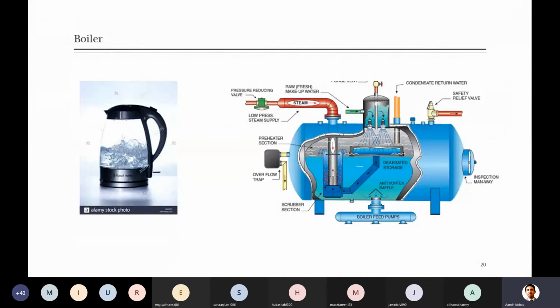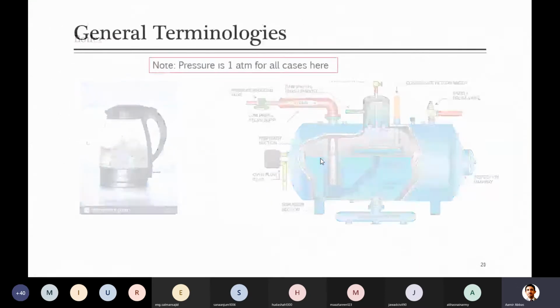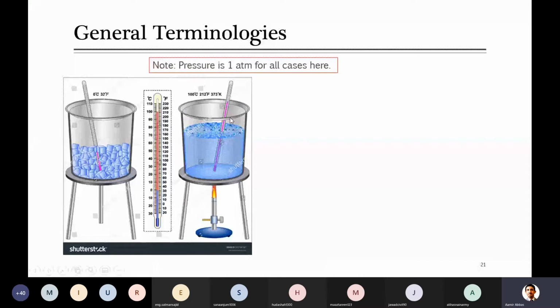In this, we provide heat with the help of electricity. By the way, don't get confused about the many terminologies or names in this diagram. This is just to give you the idea that a boiler is a large scale equipment in which there is a water storage, and you provide heat to produce steam. Later on, when we discuss this equipment in the lab, we'll talk about its parts. So just to give you the idea: a boiler, like a simple kettle, is a large scale equipment. There are a few terminologies I want to clarify before I jump to the steam table.